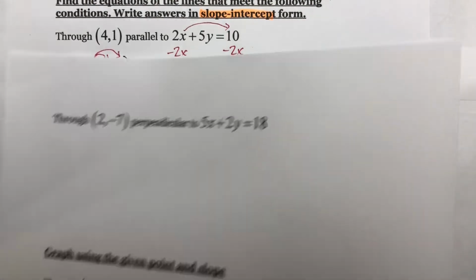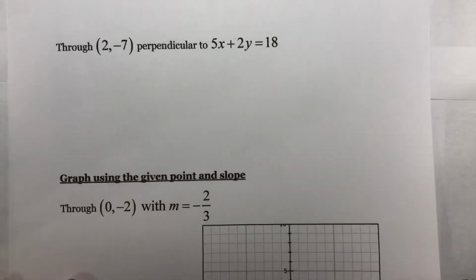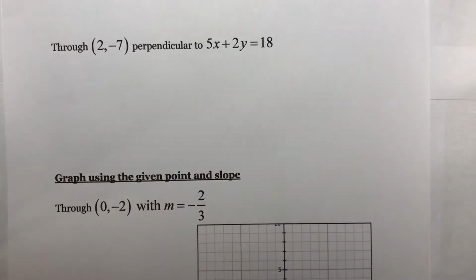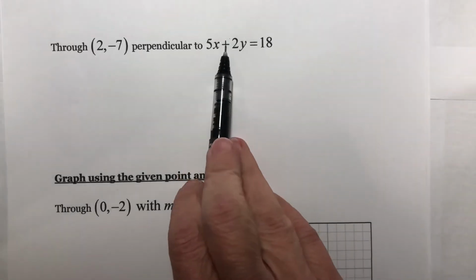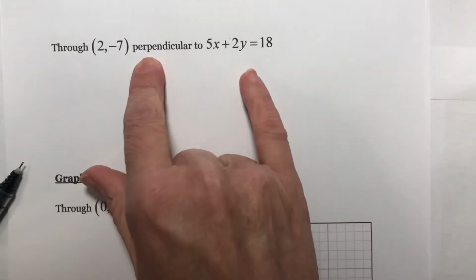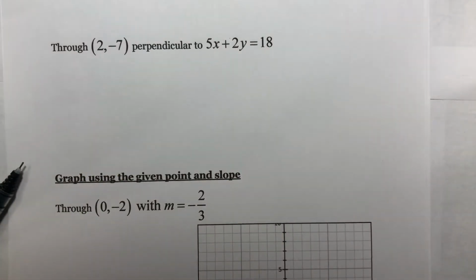Okay, now for a similar problem, we want to find the equation of the line that passes through this point, but we want it to be perpendicular this time instead of parallel. Our approach is basically the same. I need to find the slope of this line, and then I'll use it here. I'll use what I know about slopes of perpendicular lines, I should say.